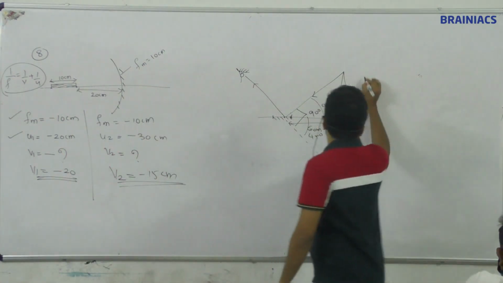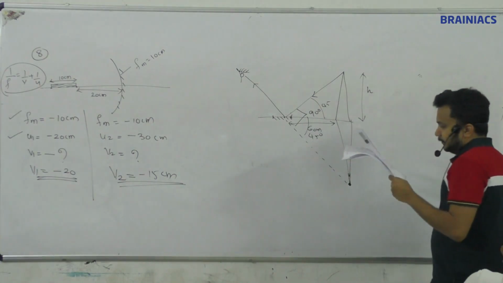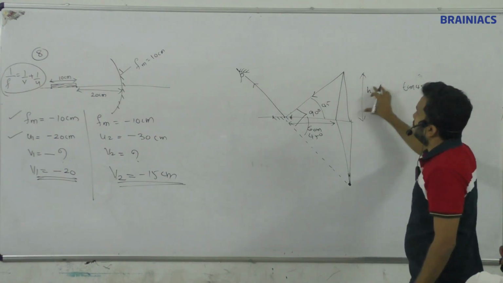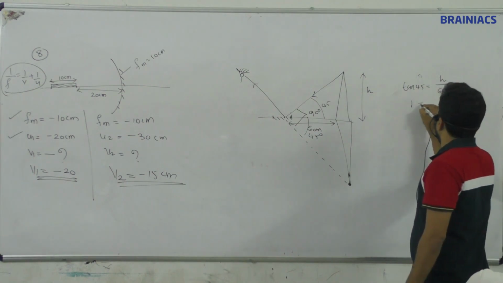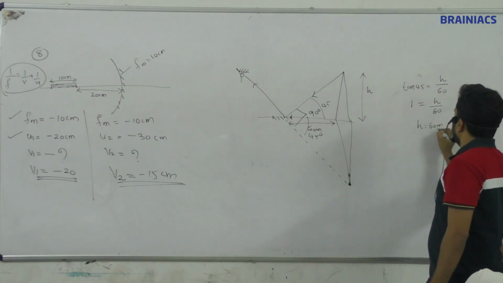Now we have to find the height of the tower, h. That is the question. We can apply tan 45 simply. Tan 45 equals opposite side by adjacent side, h divided by 60. Tan 45 is 1. So h by 60 equals 1, h equals 60 meters.